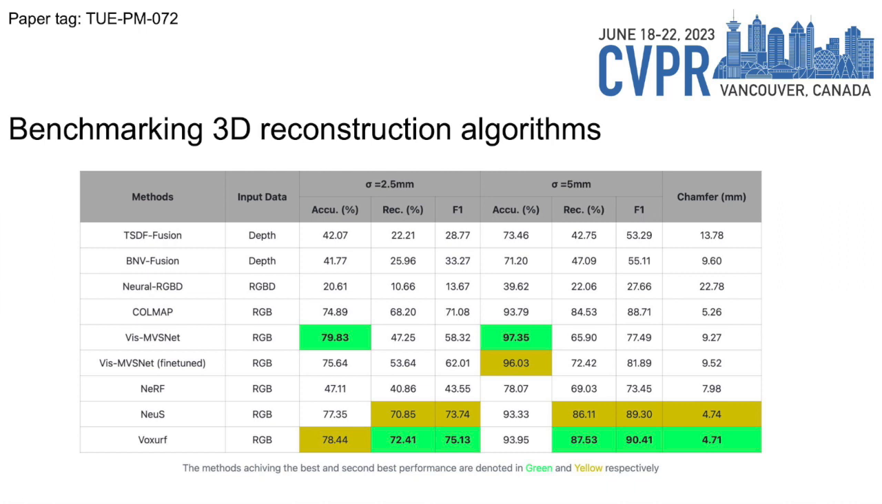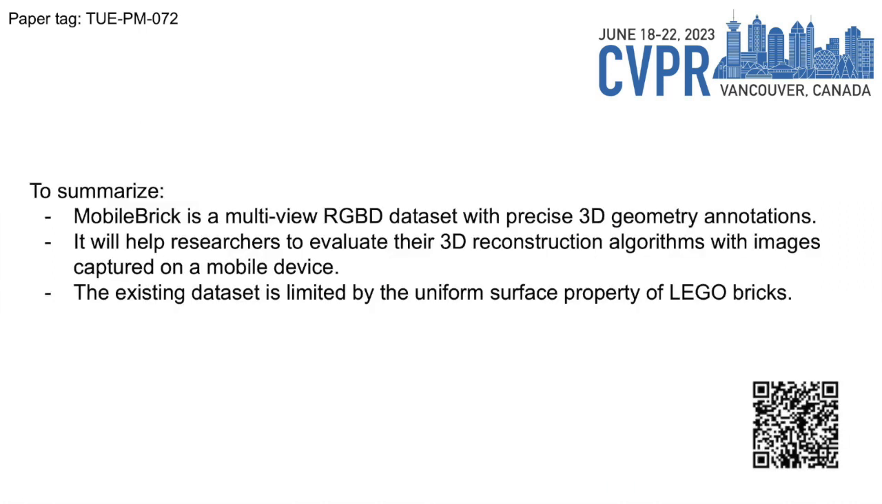To summarize, we present MobileBrick, a dataset consisting of a diverse collection of 3D LEGO models and the precise 3D ground truth annotations associated with RGBD image sequences captured on a mobile device. We anticipate that our dataset will provide a valuable resource for researchers investigating multi-view reconstruction using RGBD images from mobile devices, and we believe that our benchmarks will serve as a critical evaluation tool for assessing progress in this field.